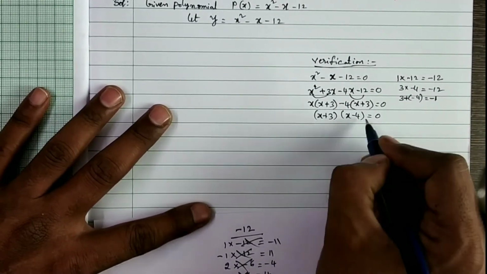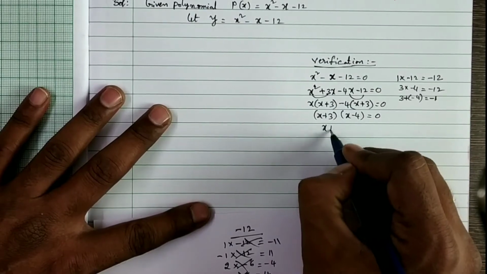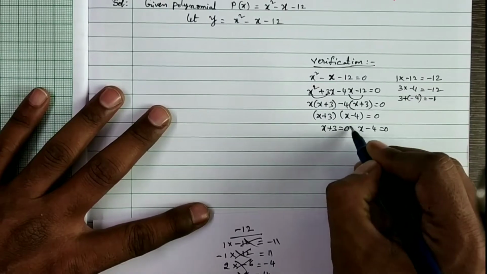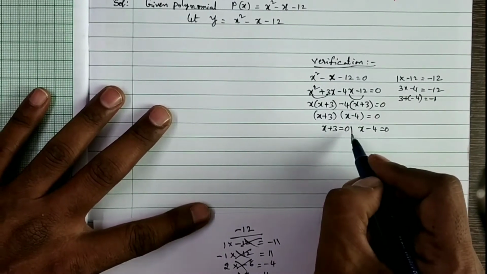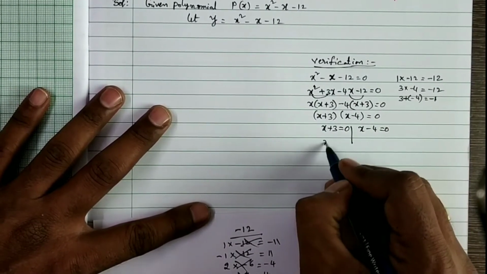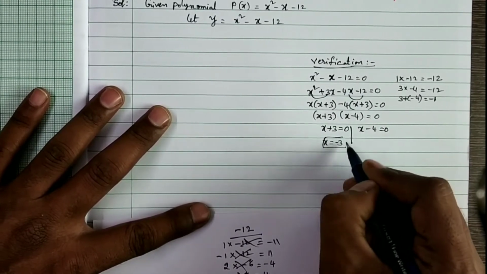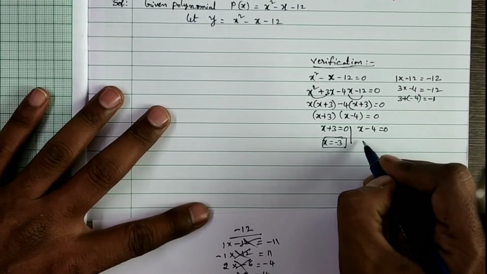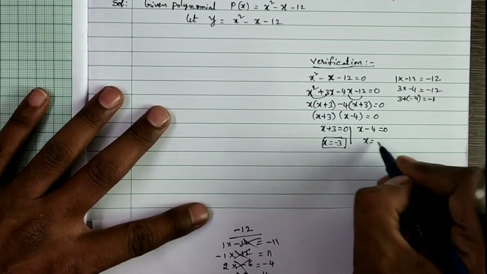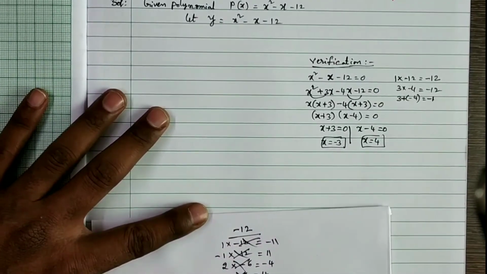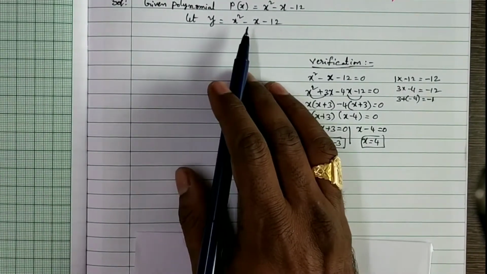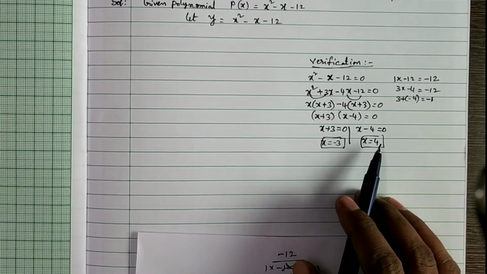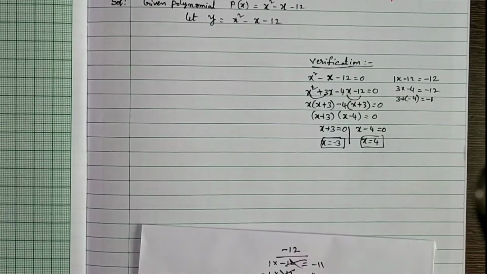So take the two terms equal to 0. x plus 3 is equal to 0 and x minus 4 is also 0. x plus 3 equals 0, sending plus 3 to that side, x is equal to minus 3. And x minus 4 equals 0, sending minus 4 to that side, it becomes plus, so x is equal to 4. For this quadratic polynomial, minus 3 and 4 are the zeros.